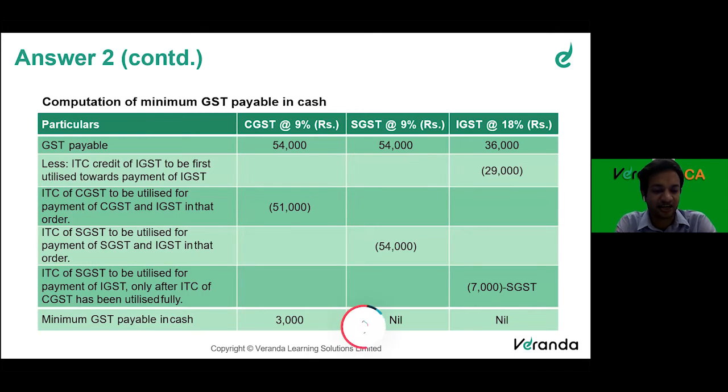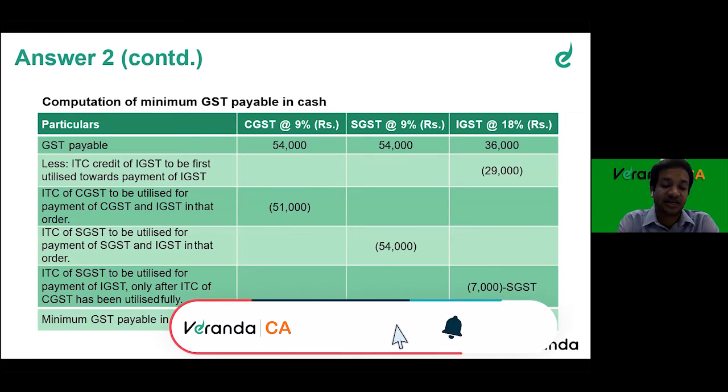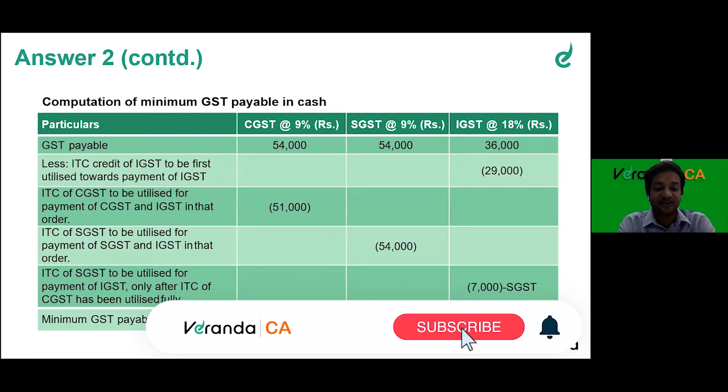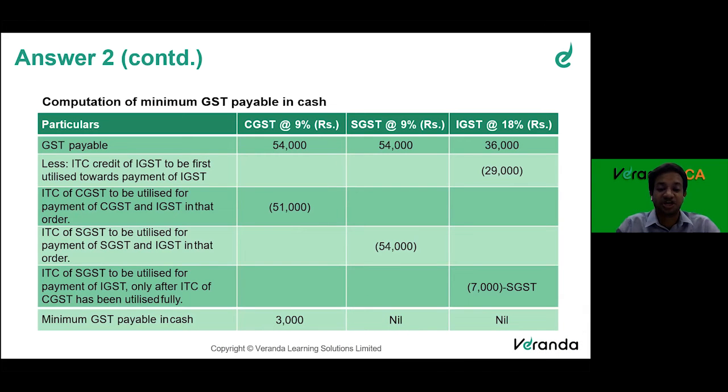So SGST credit, first I have to adjust against SGST. Balance if any, I can adjust against IGST, but not against CGST. Why? Because as Nana rightly said, CGST and SGST cannot be inter-adjusted. So out of 71,000 rupees, 54,000 rupees I adjust against my SGST. That is the total liability available. I will make SGST 0. Balance 17,000 rupees I have as input tax credit under SGST.